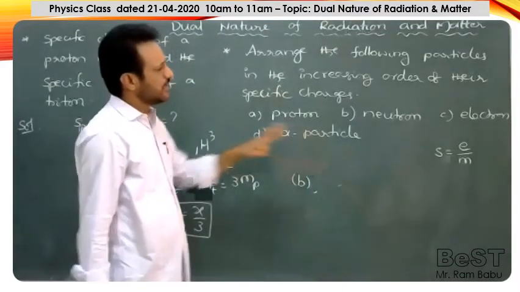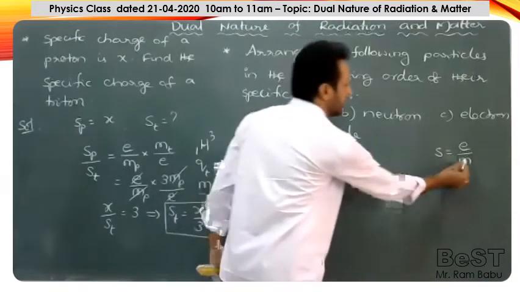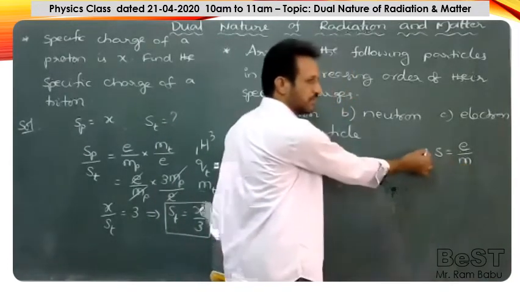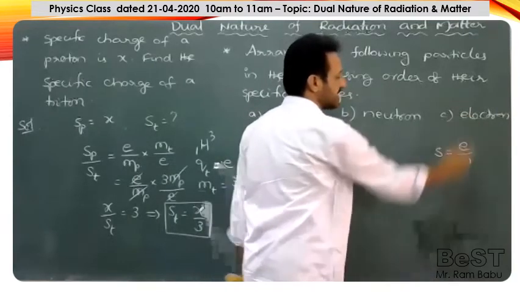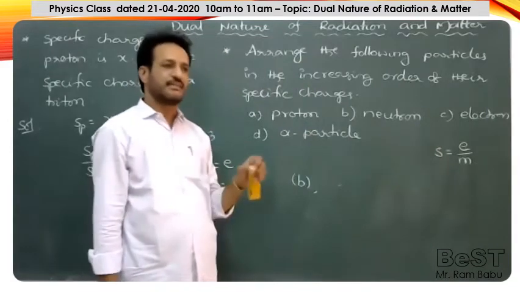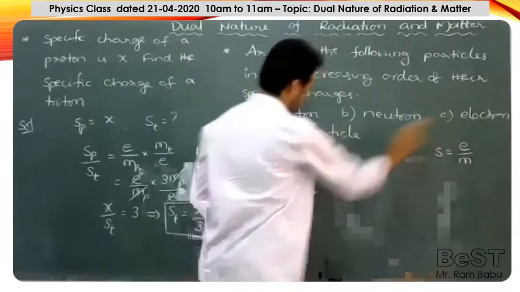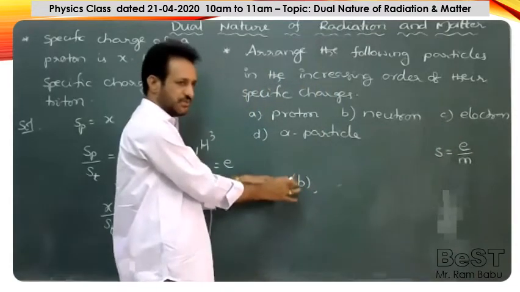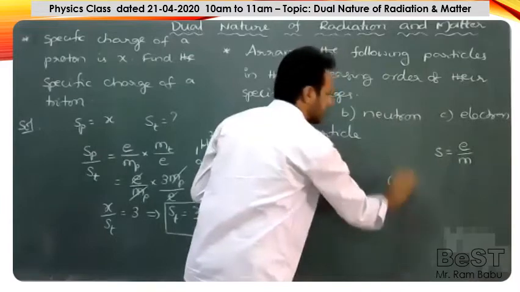And among all the particles, the highest specific charge: generally, the particle having the least mass may have more specific charge for the given charge. So electron has the least mass, 9.1 into 10 power minus 31 kg. So that's why the last one should be electron. So the least specific charge is neutron and the highest specific charge is electron.